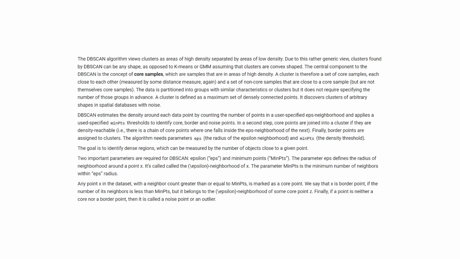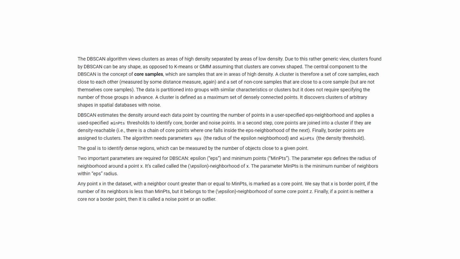DBSCAN estimates the density around each data point by counting the number of points in a user-specified epsilon neighborhood and applies a user-specified minimum number of points threshold to identify core, border, and noise points. In the second step, core points are joined into a cluster if they are density reachable. That is, there is a chain of core points where each of the core points falls inside the epsilon neighborhood of the next core point. Finally, border points are assigned to the clusters.